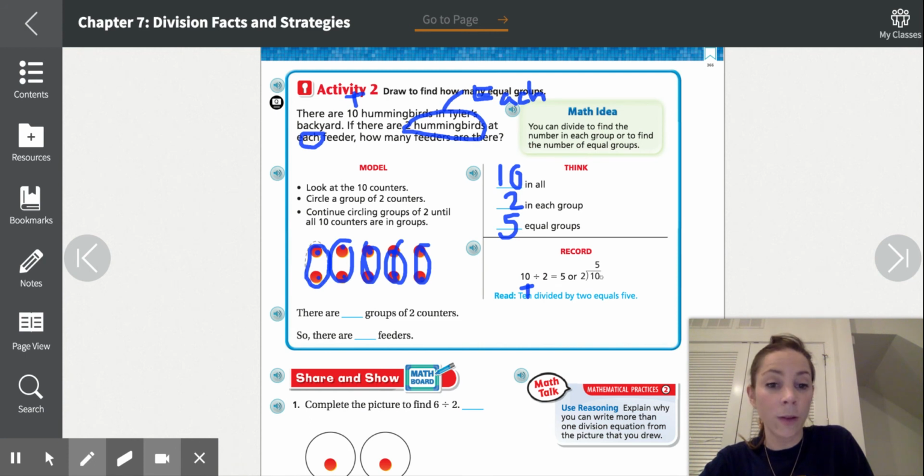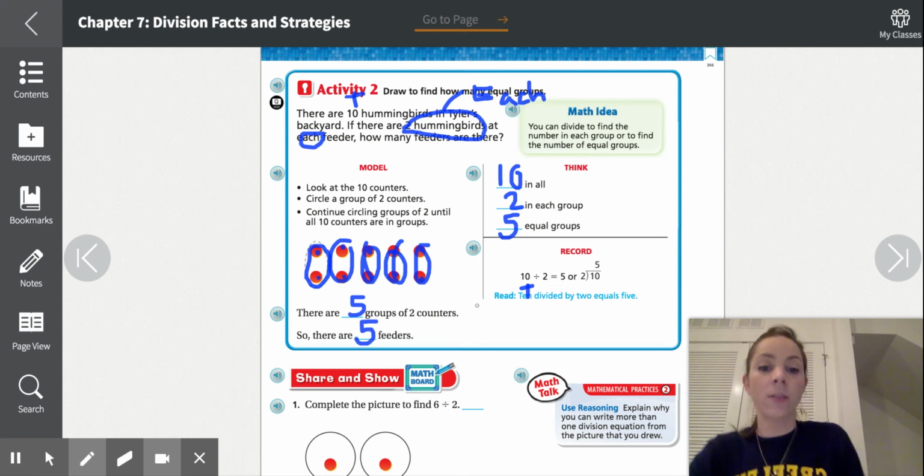To read it with a little house, you start on the inside. 10 divided by 2 equals 5. There are 5 groups of 2 counters, so there are 5 feeders. Okay, so that was the other option.